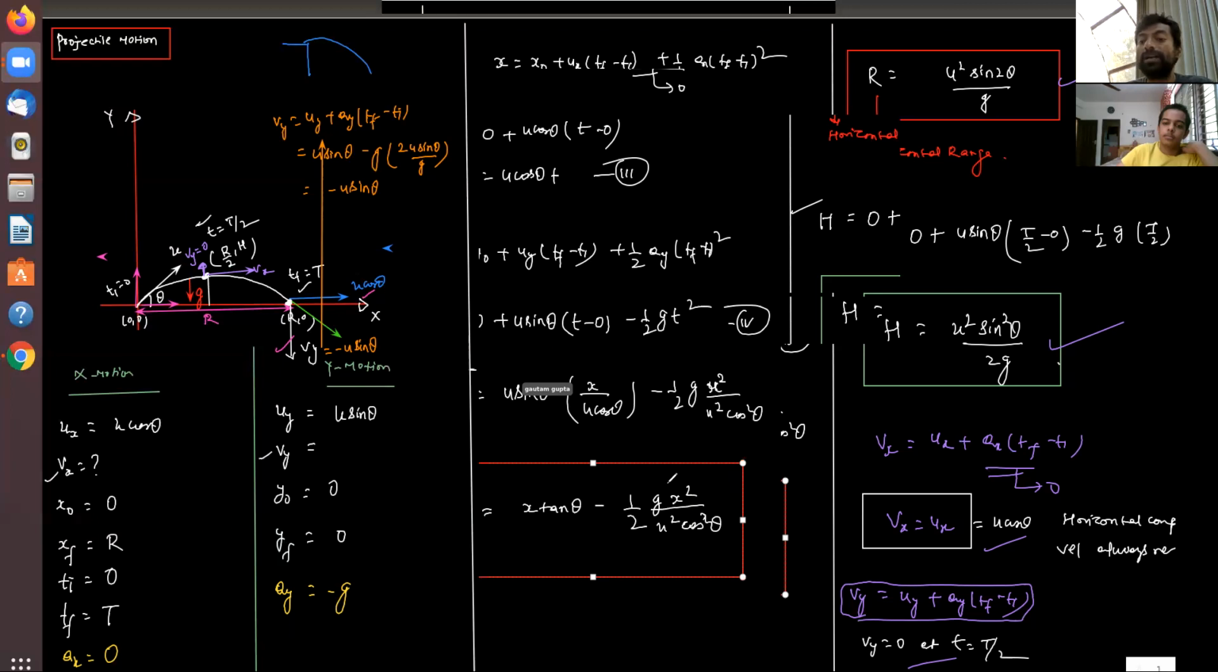If you have done maths, you can recognize that it is a format of y equal to b naught minus kx square, which is a parabola. Okay, and since it is negative here, so it is an inverted parabola, and that is why the path is like this. Is that clear? This is the equation of trajectory.